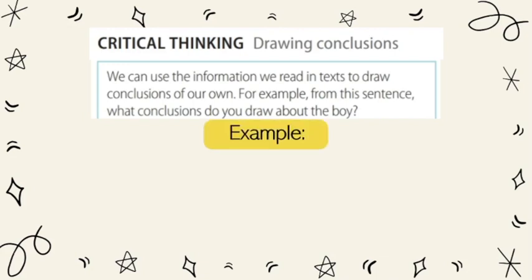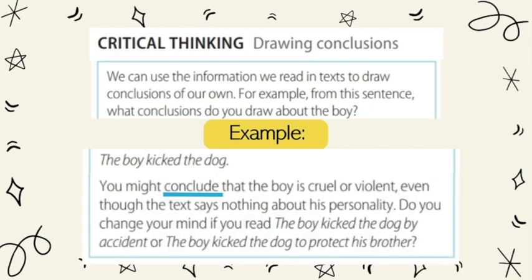So, here we have an example. The boy kicked the dog. It's just a simple sentence, right? Usually, the important thing at the moment of drawing conclusions is, of course, to know the context. You might conclude that the boy is cruel or violent. Like, why would a boy kick the dog? What a bad boy, what a horrible child, right? Even though the text doesn't say anything about his personality.